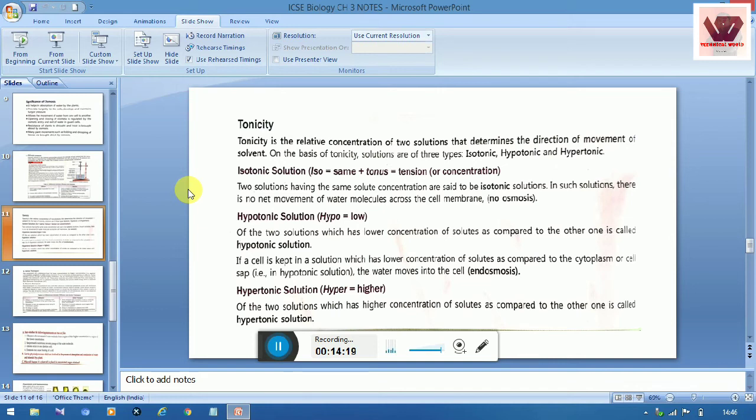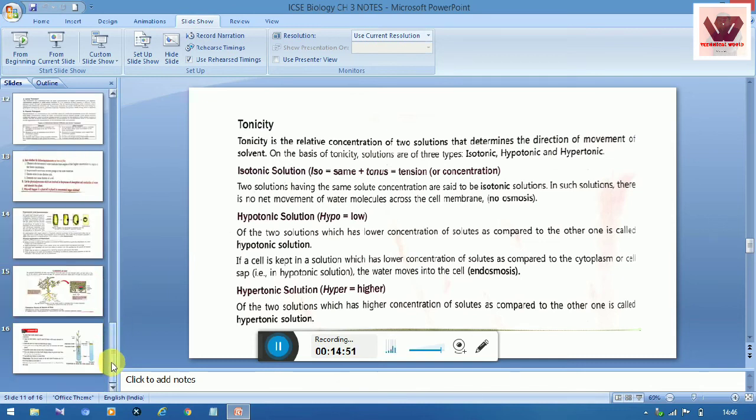अब हम देखते हैं hypotonic solution. Of the two solutions which has lower concentration of solutes as compared to the other one is called hypotonic solution. If a cell is kept in the solution which has lower concentration of solutes as compared to the cytoplasmic or cell sap, the water moves into the cell. It is endosmosis. And hypertonic solution of two solutions which has higher concentration of solutes as compared to the other one is called hypertonic solution. Now we shall move to the next slide.